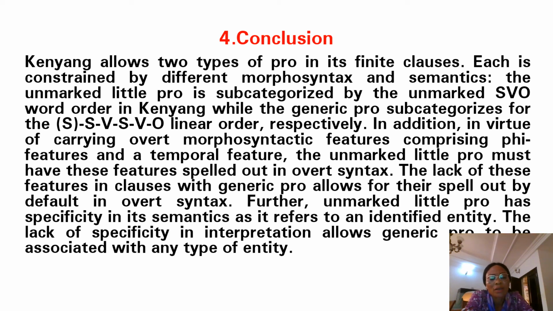In addition, by virtue of carrying overt morphosyntactic features comprising phi features and a temporal feature, the unmarked little pro must have this feature spelled out in overt syntax. The lack of such features in clauses with generic pro allows for their spell out by default in overt syntax. Further, unmarked little pro has specificity in its semantics, as it refers to an identified entity. The lack of such specificity in interpretation allows generic pro to be associated with any type of entity.